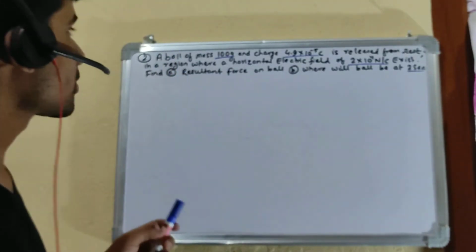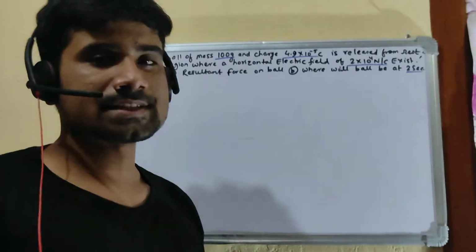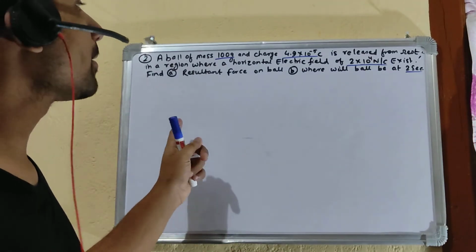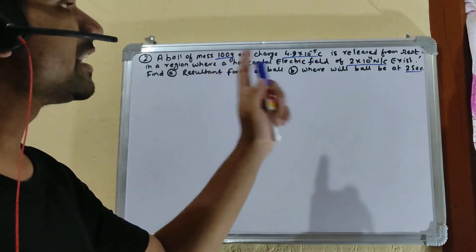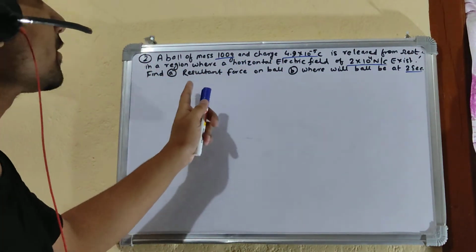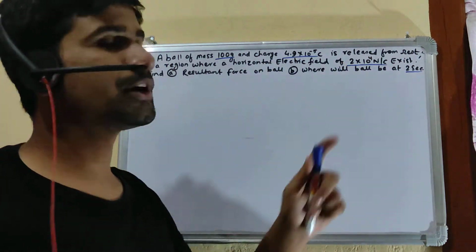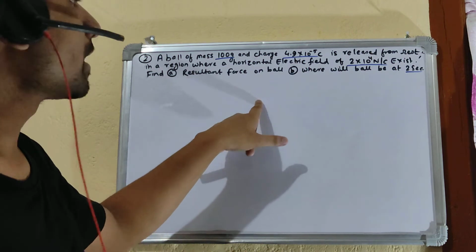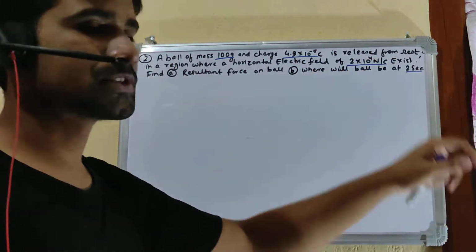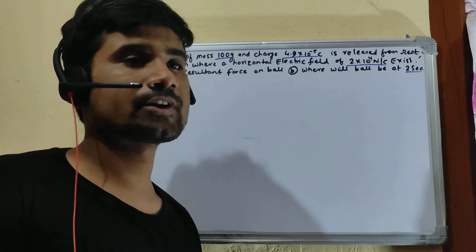So the next problem states that a ball of mass 100 gram and charge 4.9 into 10 raised to power minus 5 coulomb is released from rest in a region where a horizontal electric field of 2 into 10 to the power 4 newton per coulomb exists. Find the resultant force and where will the ball be at 2 seconds. So at the end of 2 seconds, where will the ball be, right?